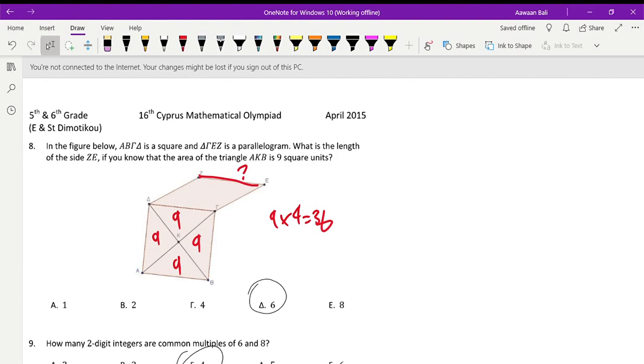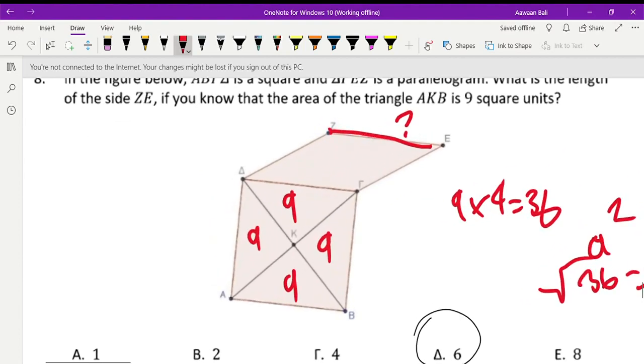Now that means, since a squared is the area of the square, where a is the side of the square, the opposite of that, when we start from the area to find the side, is the root of the area. So root of 36 is 6. So we know one side here is 6. That means all the sides are 6.